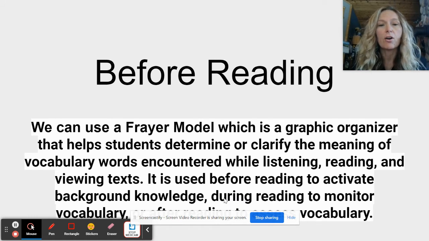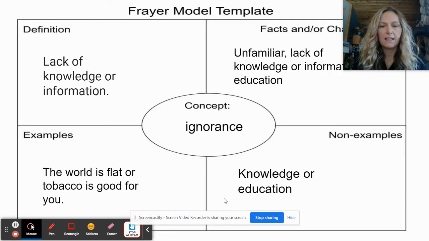Before reading, you can also use the Frayer model, which is a graphic organizer that is going to help students to determine and clarify meaning of vocabulary words that are going to be important to the text. Best practice is to introduce 5 or fewer vocabulary words a day and make sure that you review them and expose students to those same words at least 5 times. So I'll show you what that model looks like.